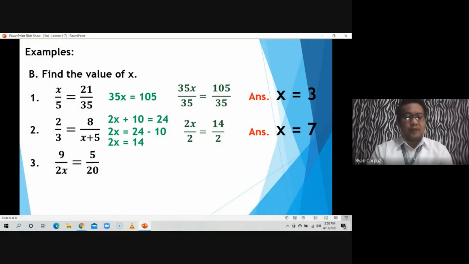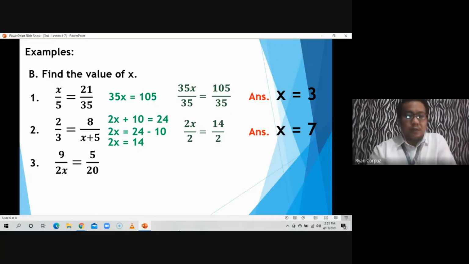Number 3, the given is 9 over 2x is equal to 5 over 20. So ganun din, let's apply cross multiplication. Pag ganyang cross multiplication i-apply natin, pwede naman you have to multiply it na mauuna yung may variable. So, kasi i-arrange natin siya sa right way wherein the variable is on the left side of the equation. Mas maganda kung naka-arrange siya ng ganon.